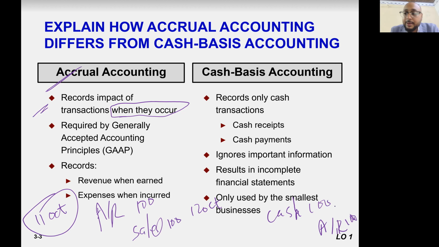So in accrual accounting, dates do matter. The thing that matters is when the transaction occurred, you immediately record that. We'll talk in a couple of slides about expense recognition and revenue recognition principles.